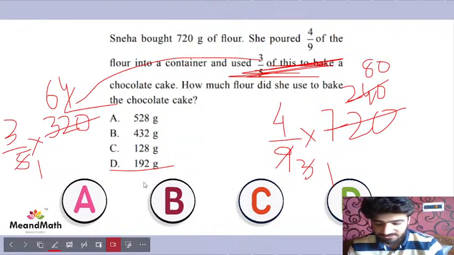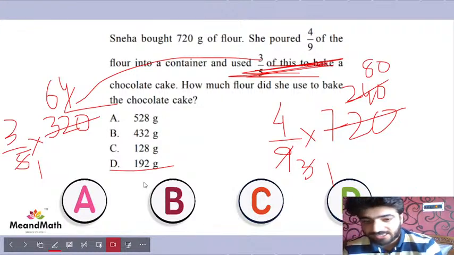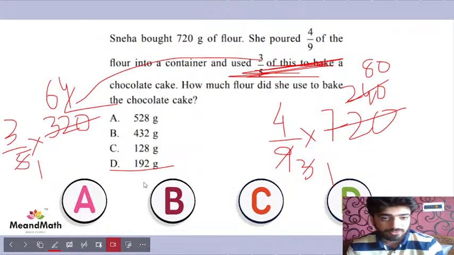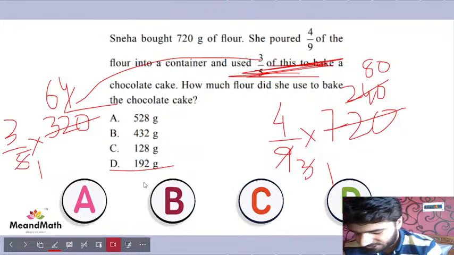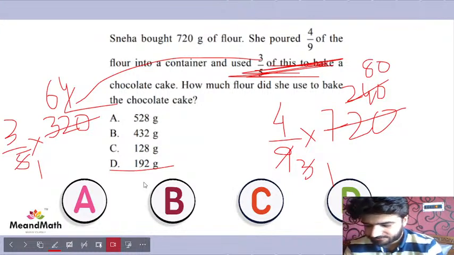That is your answer. I hope all of you understood this session and this question, and you were able to do it. Now any doubts, tell me in the chat box. Any doubts regarding this question? Any doubt from anybody? Otherwise, I think we'll wrap up this session now.